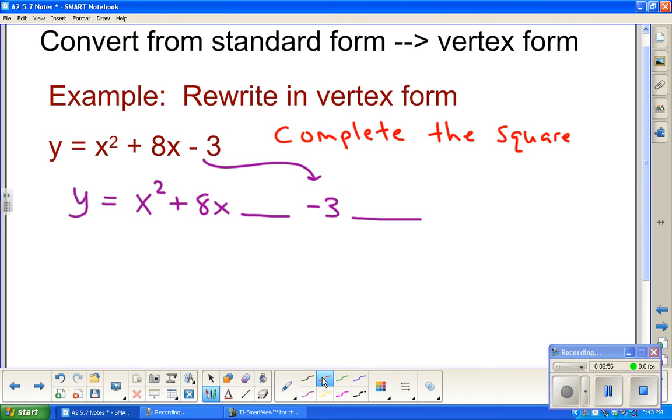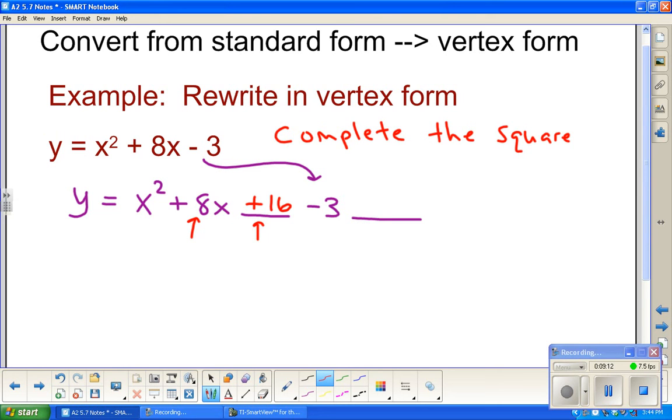I want to figure out what number should go here. So I look at the b value just like I did before. I take half of it and I square it. So this is nothing new. Half of the 8 is 4. When we square that, we get a plus 16. But here is where you have to be a little careful.